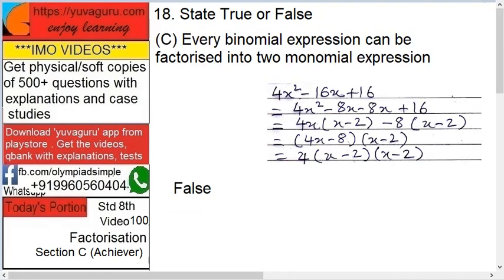Next, every binomial expression can be factorized into two monomial expressions. So that is also false. Again the same example. See, x minus 2 is not a monomial. It is again a binomial. So a polynomial can be expressed in terms of monomial or binomial. And this is binomial. Can this further be reduced into monomials? x minus 2? No, it can't be reduced. That's why this is false.